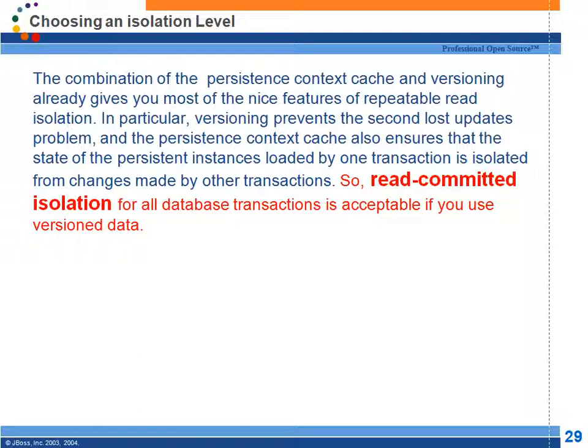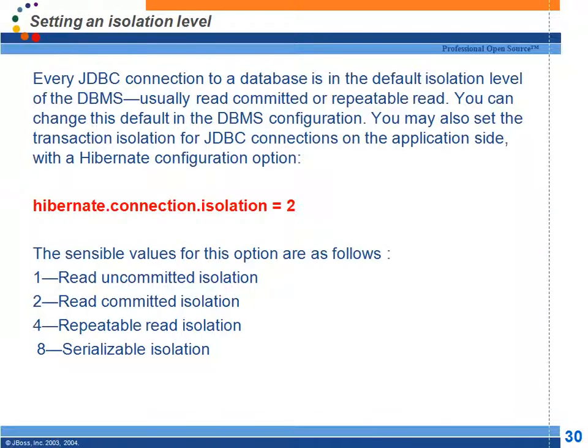How to configure it in our Hibernate? We have to configure a property called hibernate.connection.isolation equals to one value. 1 means read uncommitted isolation, 2 means read committed isolation, 4 means repeatable read isolation, 8 means serializable. You just have to understand how to configure this property and what the values are.